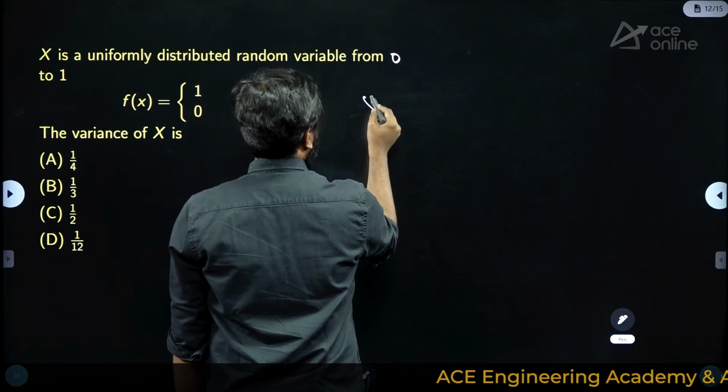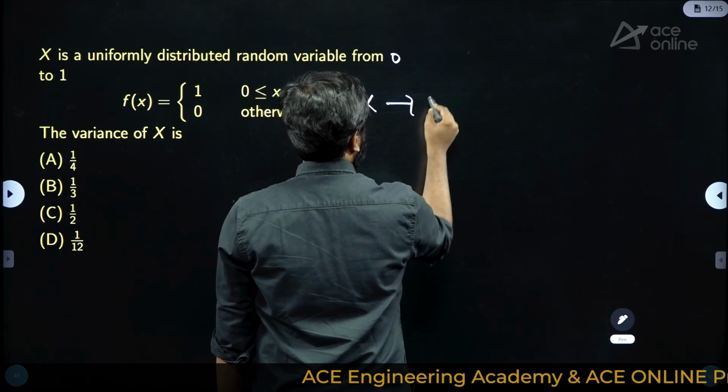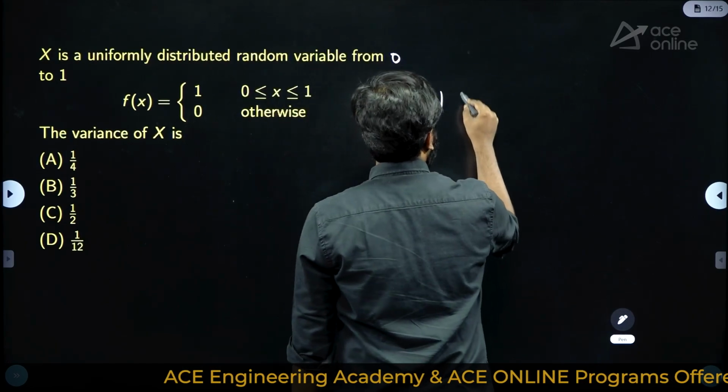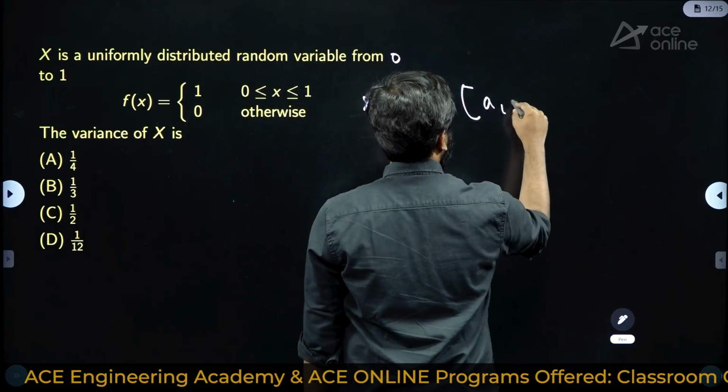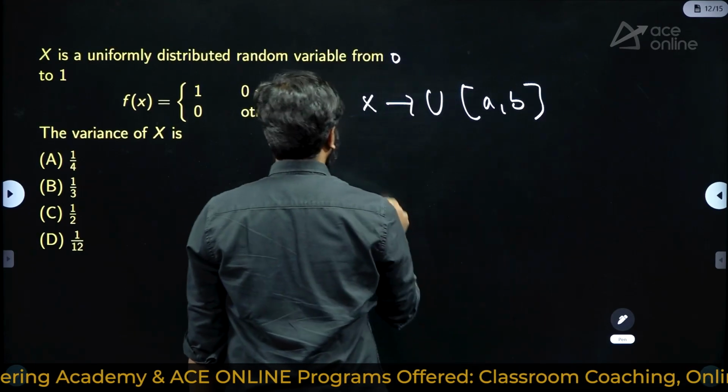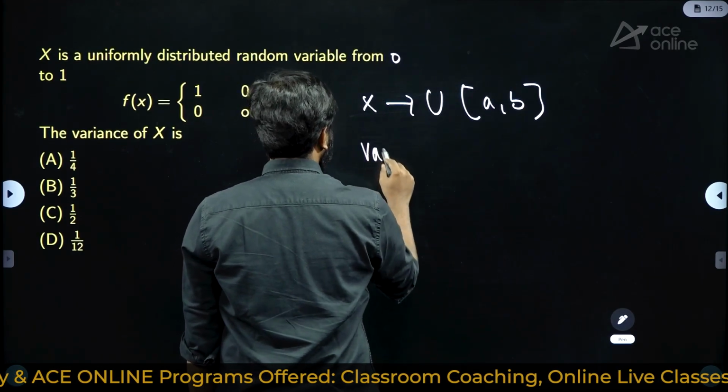Suppose you have X to be uniformly distributed in the interval, let's say A to B. So it's a standard result, students. What is the variance?